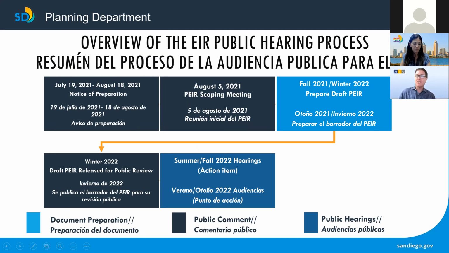So with the input received during the scoping process, the city will begin to prepare the draft EIR. As we mentioned, public review of the draft EIR will occur for approximately a 45-day period, which is the second formal opportunity for public comment on the EIR, I should say. And of course, additional opportunities to provide feedback on the project itself will continue throughout the process.